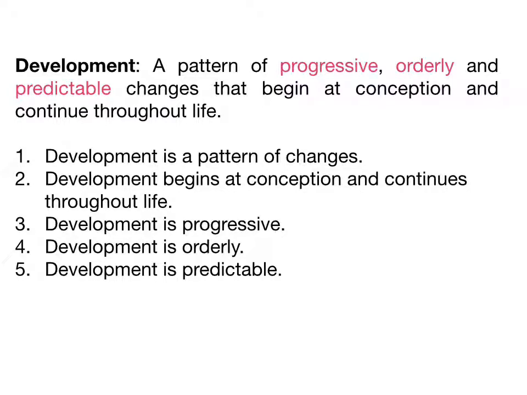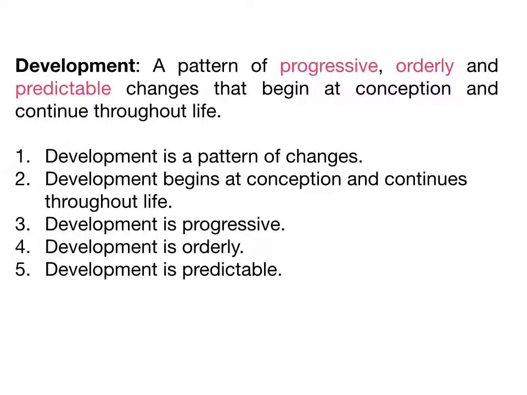Coming to the 5th part of the definition, development is predictable. Now, what do we mean by it? Predictability means that the changes due to development are predetermined. There is a certain, predetermined pattern which these changes follow. So they are predictable because they are predetermined. There is a sequence, an orderly fashion in which development takes place.